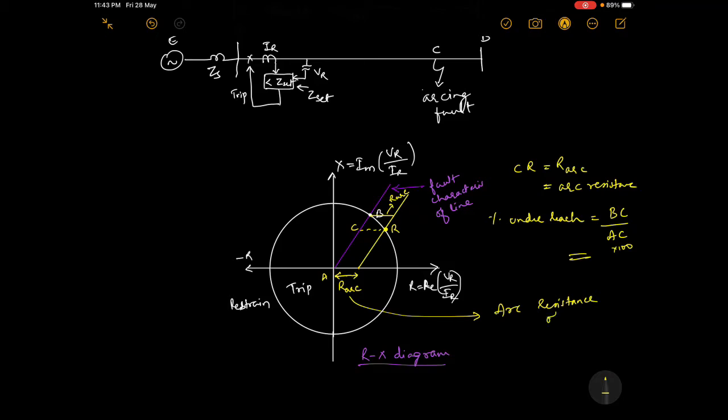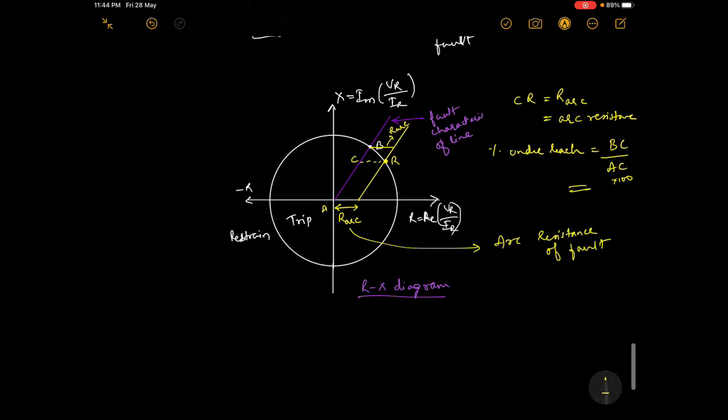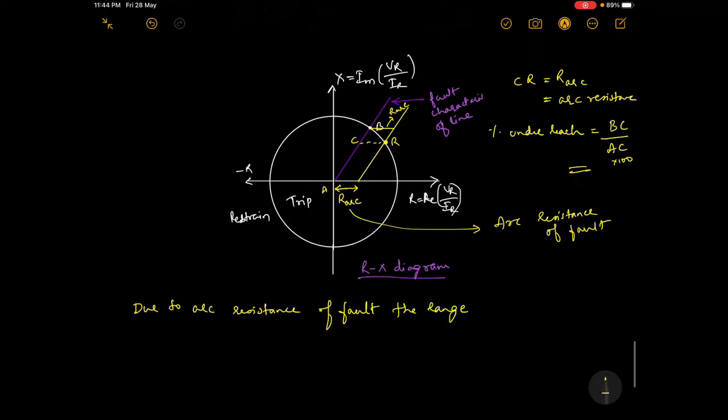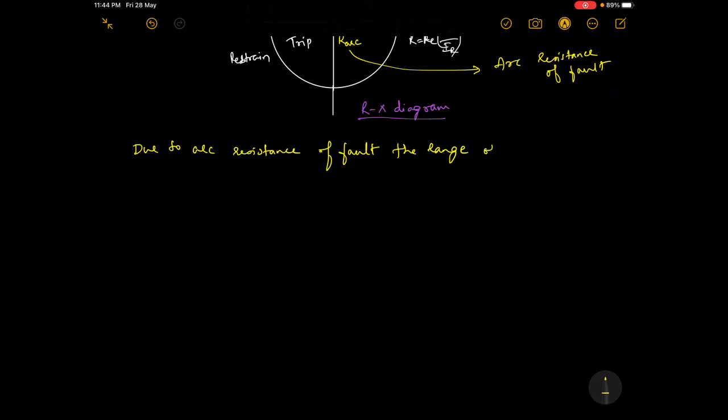So what is this arc resistance now? It is the arc resistance of fault. Now what is the limitation here? Due to arc resistance of fault, the range of the relay will decrease. Now we will see directionality.